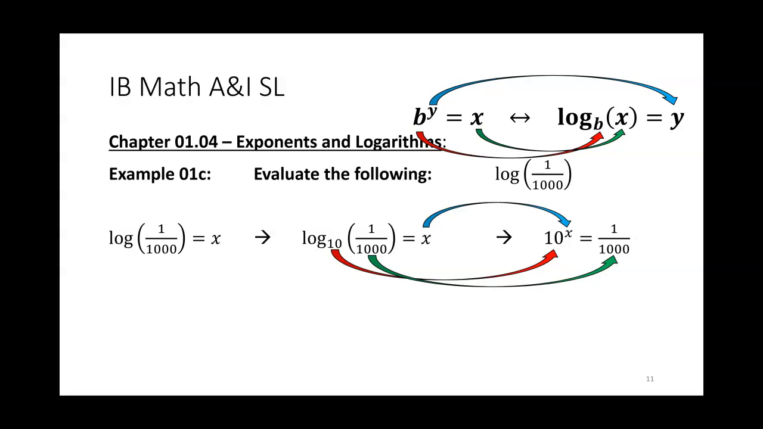Now I want to rewrite 1 over 1,000 as a base 10 number. Well, I know that 1,000 is 10 cubed, and 1 over means just I have a negative exponent. So I have 10 to the x equals 10 to the negative 3. So x is just negative 3. There's my answer. Again, I recognize all of these problems you could just type into your calculator and press enter.